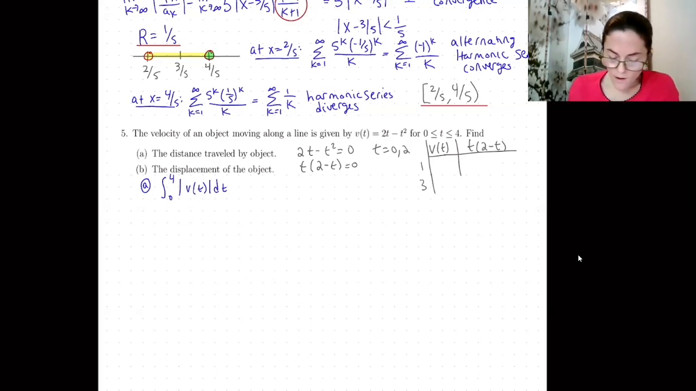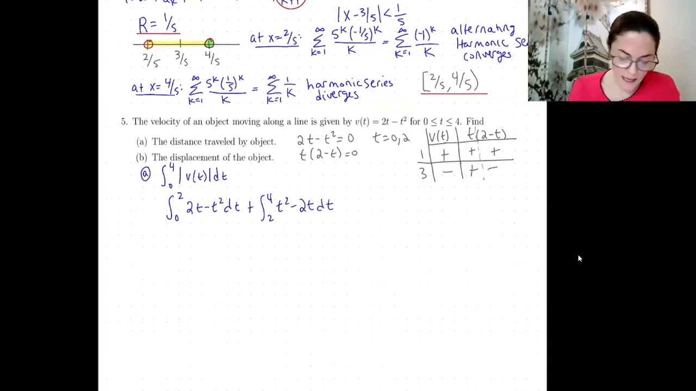You could also figure out where this is positive and where this is negative by graphing the function, for example. So here at 1, t is positive and 2 minus t is positive. The velocity is positive. At 3, t is positive, 2 minus t is negative. The velocity is negative. This tells us exactly how to set up our integral. It's going to be an integral from 0 to 2. Between 0 and 2, the velocity is positive, so it is 2t minus t squared dt. And then plus an integral from 2 to 4 of t squared minus 2t dt. So this is what I want to integrate.